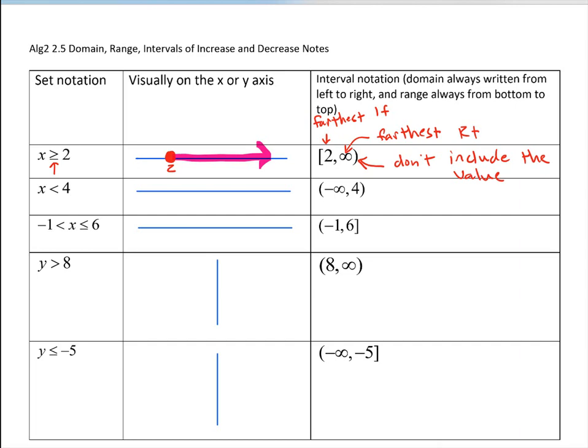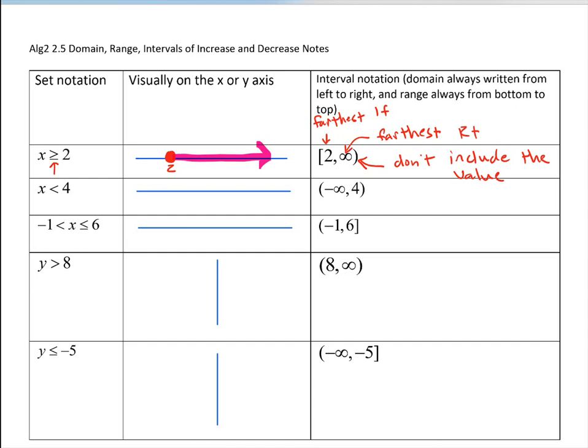Now, infinity is a concept, it's not even a number, so we cannot include infinity, because it keeps on going forever. So whenever you have infinity, it's always going to be a parentheses. But let's say there was a number here, let's say 12, and you don't want to include 12, then you would put a parentheses instead of a bracket. So parentheses means we don't include that number. Whenever you use infinity or negative infinity, you will always put a parentheses next to it.